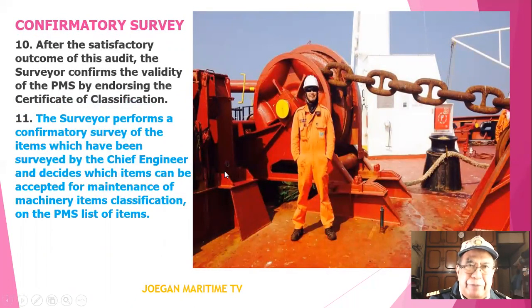Number 10, for confirmatory survey, after the satisfactory outcome of this audit, the surveyor confirms the validity of the PMS by endorsing the certificate of classification. Number 11, the surveyor performs a confirmatory survey of the items which have been surveyed by the chief engineer and decides which items can be accepted for maintenance of machinery items classification on the PMS list of items.